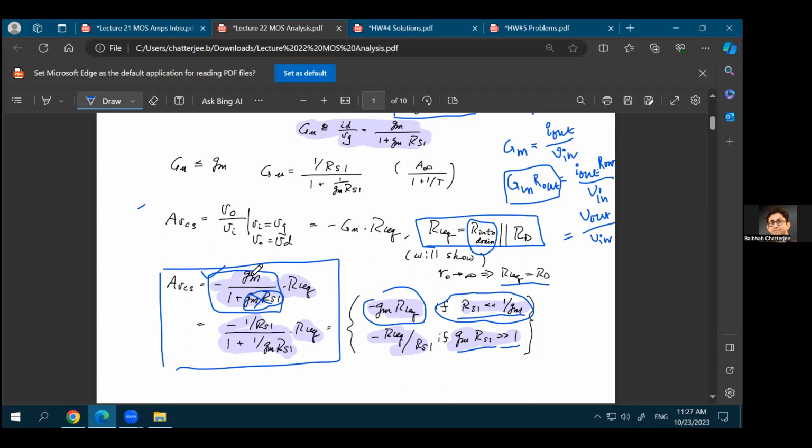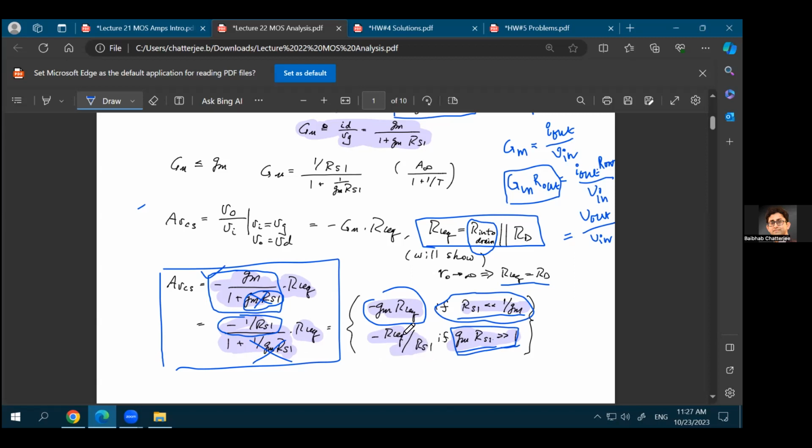And what you're doing here is that you're just dividing the numerator and denominator with Gm RS1. So you'll get minus of 1 upon RS1 in the numerator, and you'll get 1 plus 1 upon Gm RS1 in the denominator, times RL equivalent. Now, of course, if Gm times RS1 is much higher than 1, 1 upon Gm RS1 would be much lower than 1, so it can be neglected. So this term goes away in this scenario when Gm times RS1 is much higher than 1. And then this equation reduces to minus of RL equivalent divided by RS1.